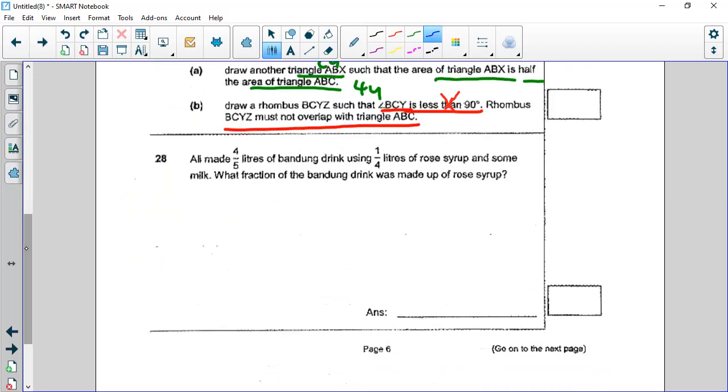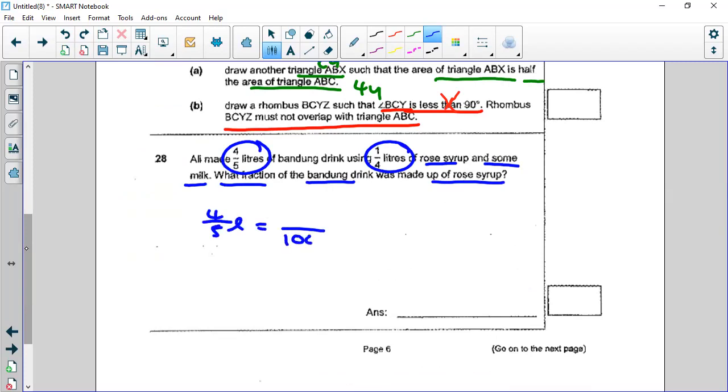Now, only make 5 liters of bandung drink using 1/4 liters of syrup and some milk. What fraction of the bandung drink was made of rose syrup? Now you get confused, right? So you can actually change the liters into ml. So 4/5 is how many liters? 4/5 liters: make the denominator 1000, 5 times 200, and 4 times 200, you will get 800 over 1000, which is actually 800 ml.